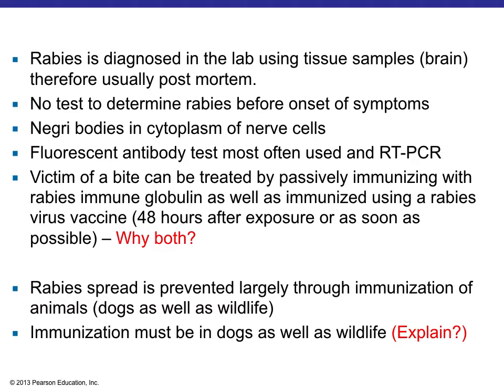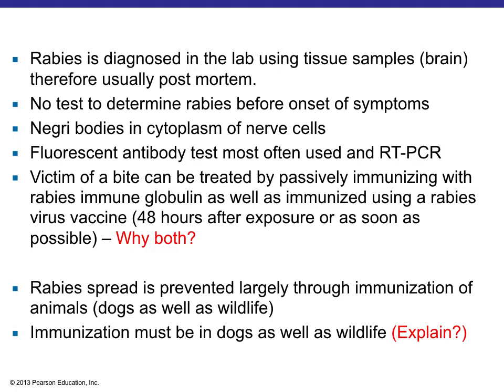So rabies is again diagnosed in the laboratory using tissue samples, therefore is usually post-mortem. There's no test to determine rabies before the onset of symptoms. The test most often used is fluorescent antibody test, but you can also use PCR or reverse transcriptase PCR. Remember, this is a RNA virus, so to do PCR, the RNA first needs to be converted to DNA. And the victim of a bite can be treated by passively immunizing with a rabies immune globulin, as well as using a rabies virus vaccine.